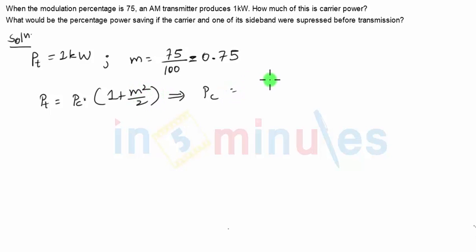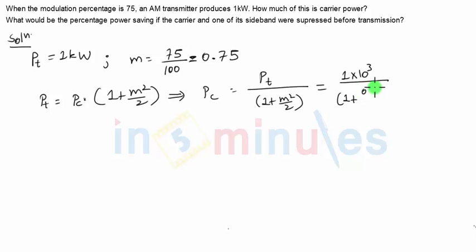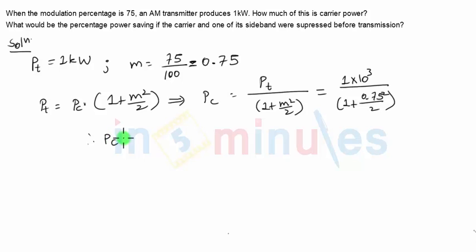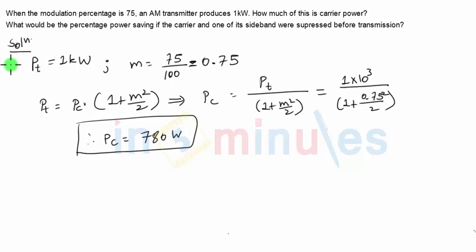From this equation I can get the carrier power. The total power Pt divided by 1 plus m square by 2. The total power is 1k, so 1 into 10 to the power 3, and this is divided by 1 plus m will be 0.75 square divided by 2. So on solving, we will get the carrier power equal to 780 watts. So out of 1 kilo, 780 watts will be the carrier power. So only the remaining power will be present in the sideband. So this is the first part of the question.